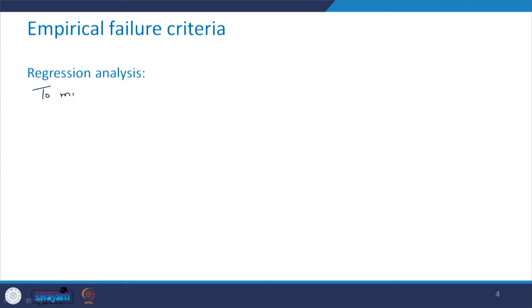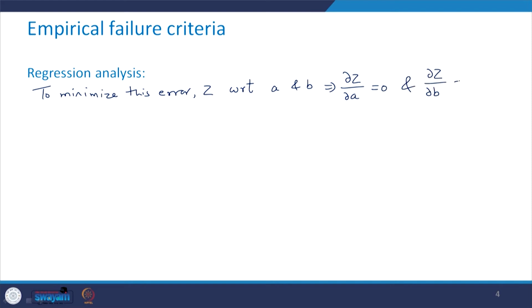To minimize this error, which is z, with respect to a and b, what do we need to do? We need to do del z del a equal to 0 and del z del b should be equal to 0.